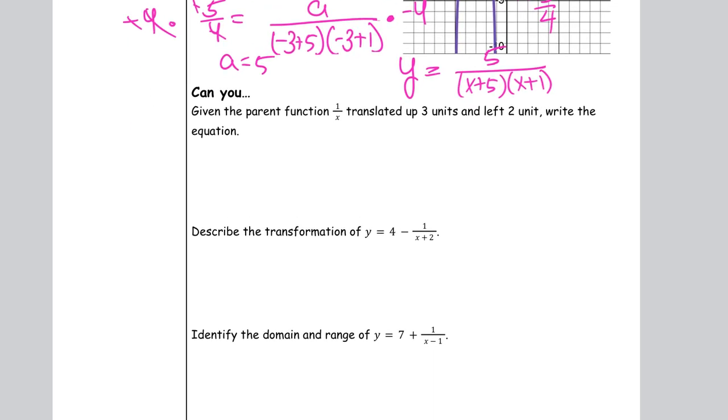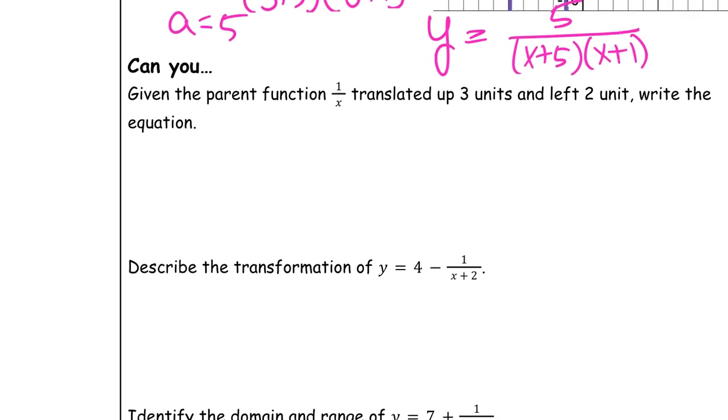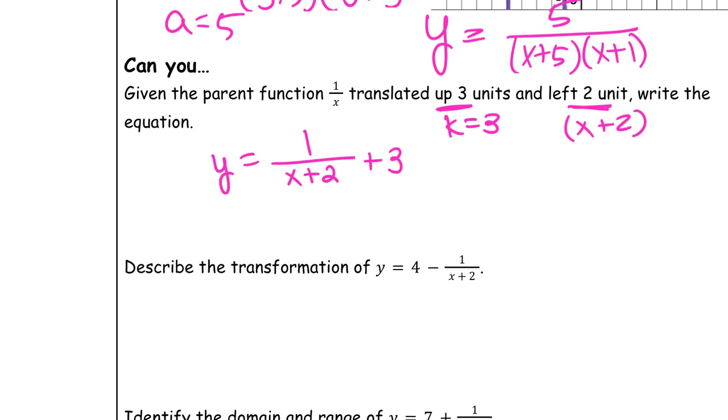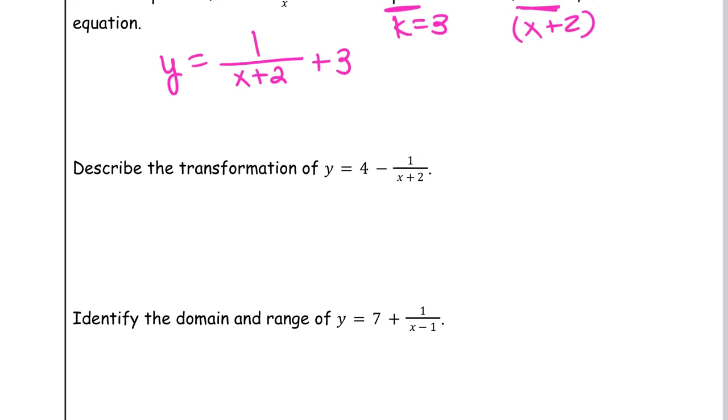So now we're just going to go through some thinking things. Can we think? Translate it up. What's that? Okay. Translated left. That's x. So that means I got 1 over x +2, +3. Everybody agree? Looking at the next one, can you rewrite it so that it looks like -1 over x +2, +4? That way you think about that negative being with your a value.